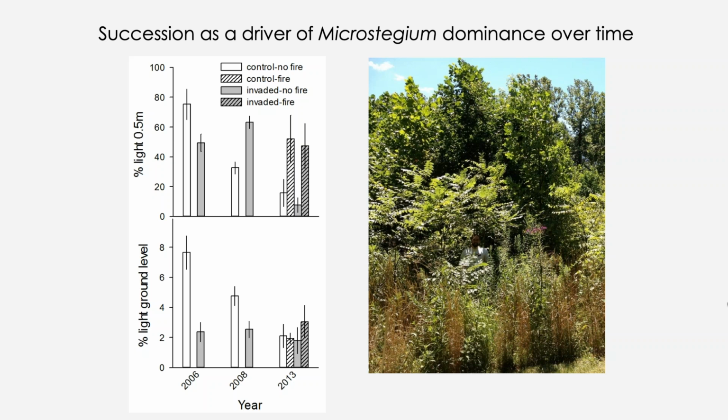However, at half a meter, we see low light in the invaded plots compared to the uninvaded control plots in 2006. But in 2008, we actually see more light in the invaded than uninvaded plots. We think this is due to the fact that the invader has suppressed native species that otherwise would be taller and create a more shaded condition. In 2013, we see no difference due to the invasion, but we see much more light availability when we applied fire.